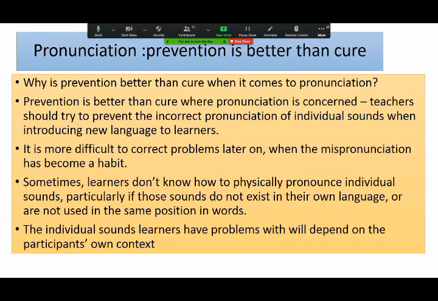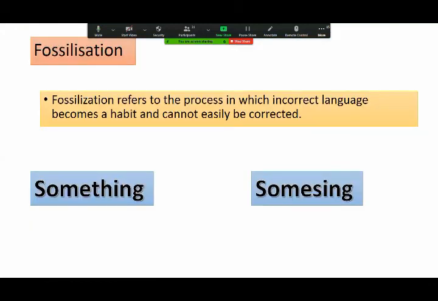Okay, so what does fossilization mean? Fossilization refers to the process in which incorrect language becomes a habit and can't easily be corrected.